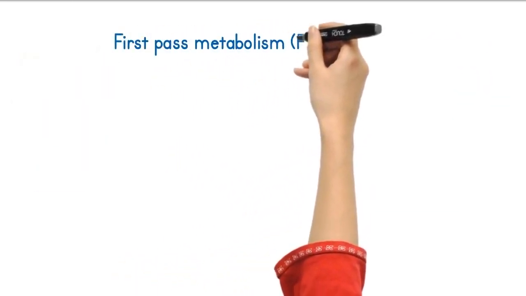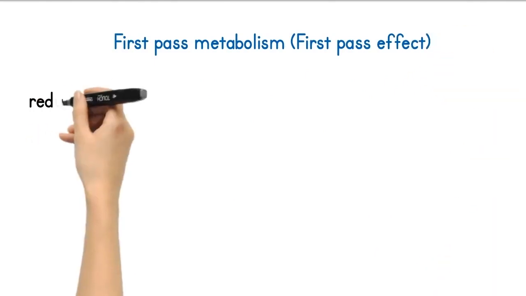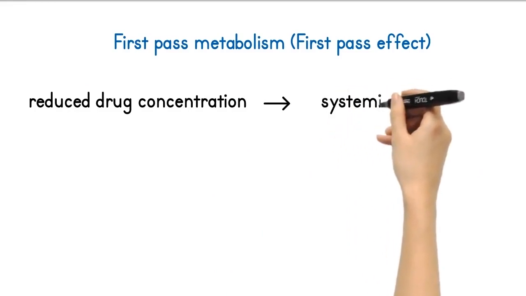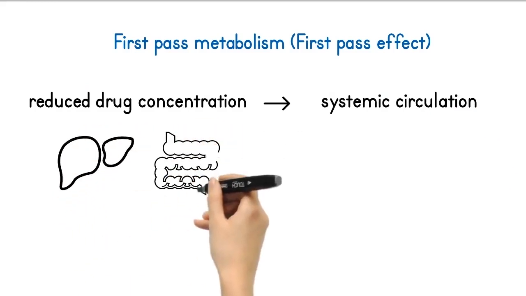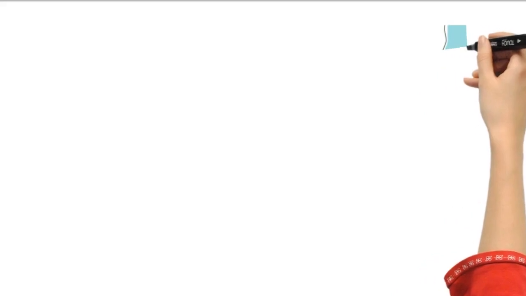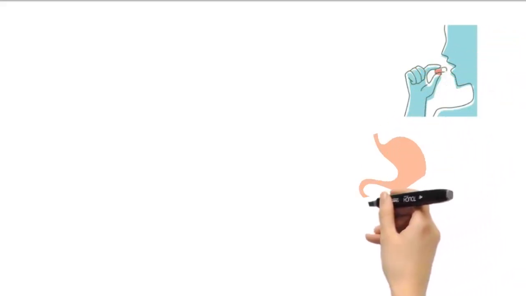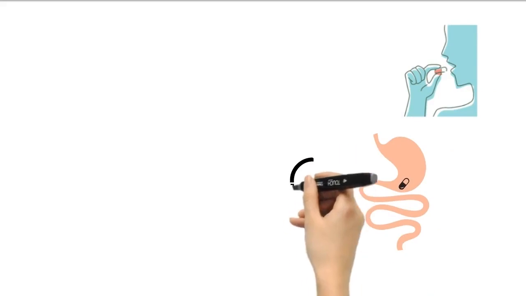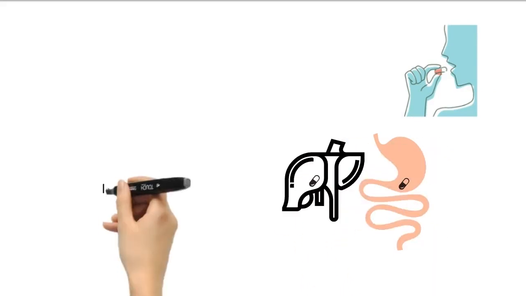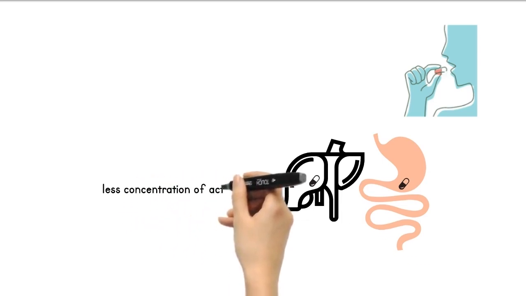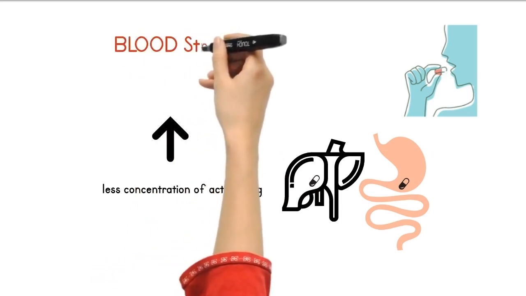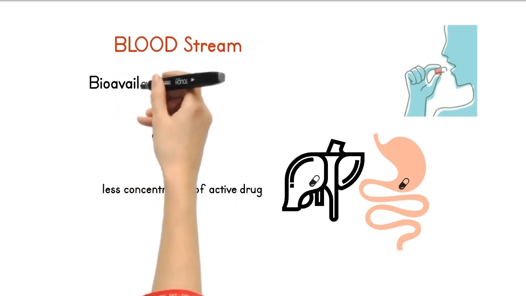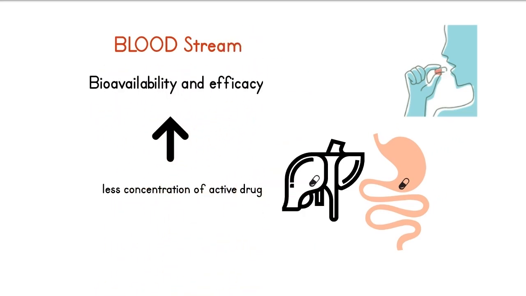First-pass metabolism, also known as the first-pass effect, is a phenomenon in drug metabolism whereby the concentration of a drug is significantly reduced before it reaches systemic circulation. This process occurs primarily in the liver and the intestines. When a drug is taken orally, it is absorbed through the gastrointestinal tract and transported via the portal vein to the liver. The liver metabolizes the drug extensively, often resulting in a substantial reduction of the active drug that enters the bloodstream. This can affect the drug's bioavailability and efficacy.